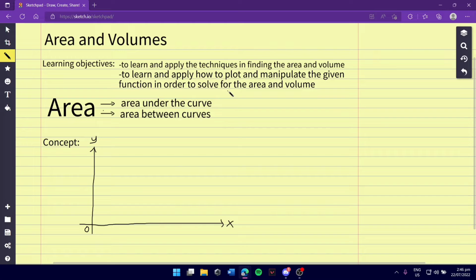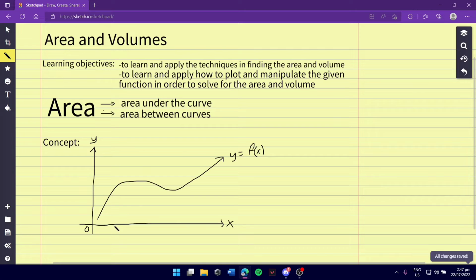So area. In area, we're going to have to find the area under the curve and the area between the curves. First, we have the area under the curve. For example, this is your y-axis and this is your x-axis and this is your origin. For example, this is your curve, which is equal to y as a function of x. So we have here our curve.